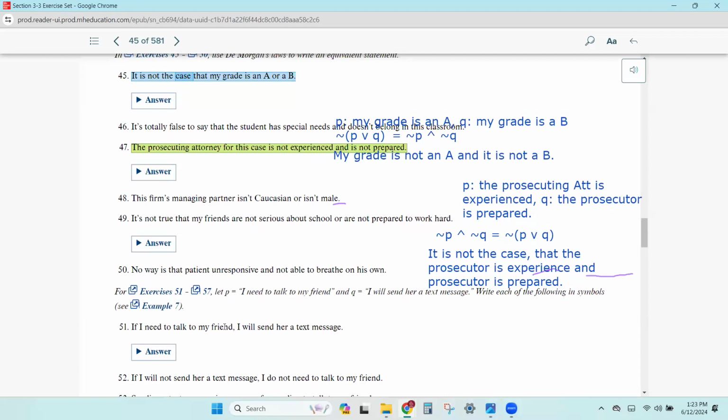If I need to talk to my friend, so if P, here's your if-then, I will send her a text message. If I do not send her a text message, if not Q, then not P.